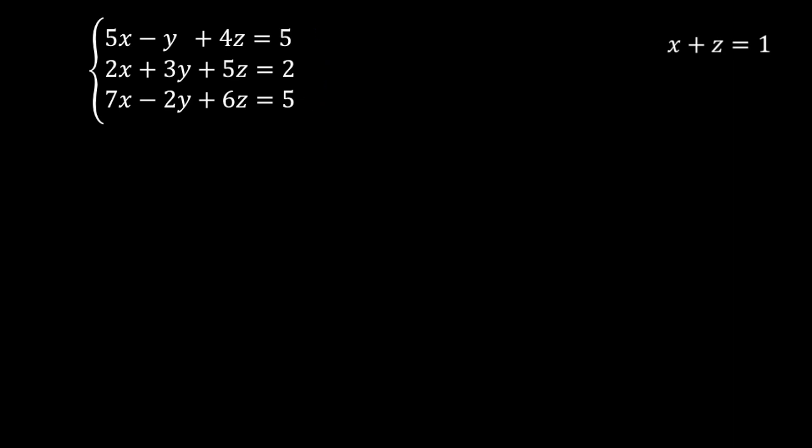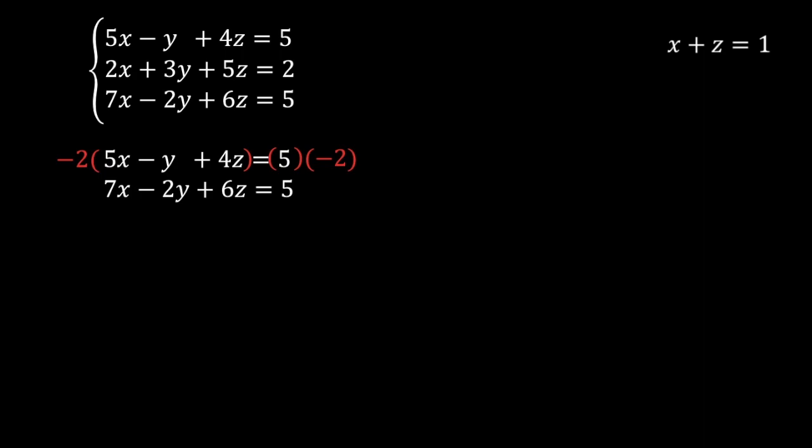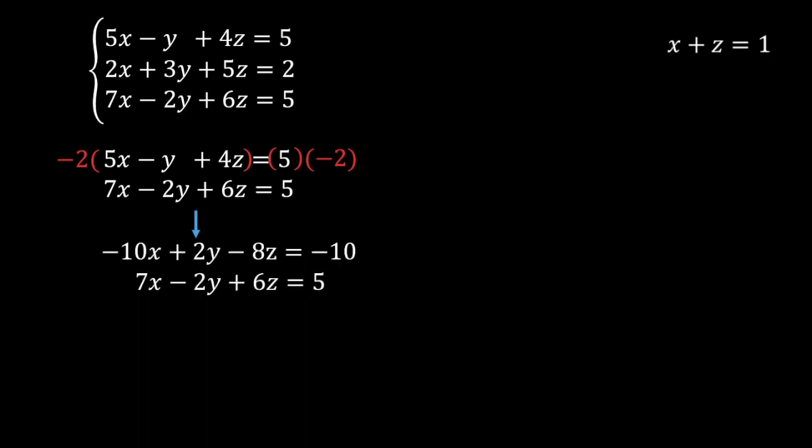I will do the same technique in eliminating y. First, I multiply equation 1 by negative 2. I use negative since I want the sign of the coefficient of y to be positive, so that when we add it with the coefficient of y in the other equation, we get 0. Solving, we get this system. We eliminate y. We get negative 3x minus 2z equals negative 5.